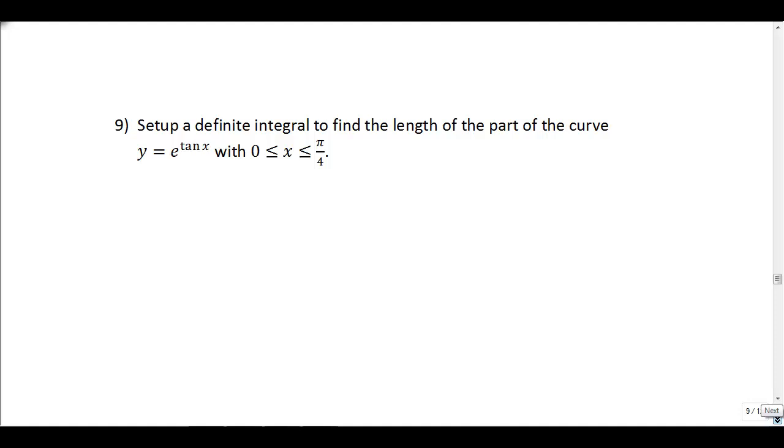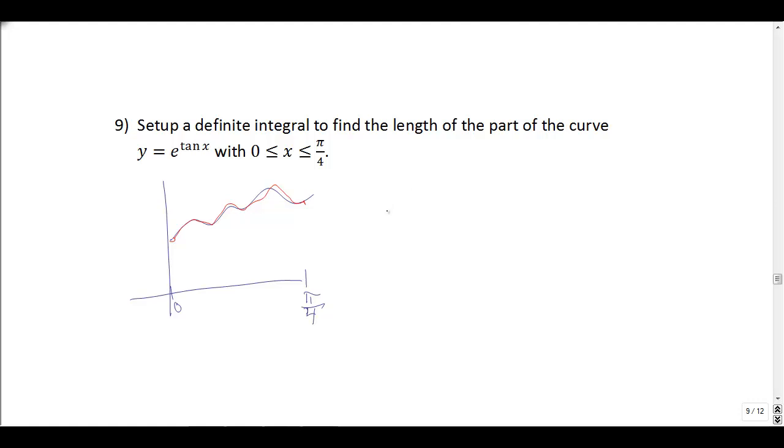Next one. Again, set up a definite integral. We won't have to evaluate. To find the length of the part of the curve y equals e to the tan x with x between 0 and pi over 4. So there's some function e to the tan x. Now, I don't even know what that looks like. I'm going from 0 to pi over 4. I'm just going to draw some kind of scribble here. So I go 0 to pi over 4. And I'm just trying to find the length along this function, up to pi over 4.